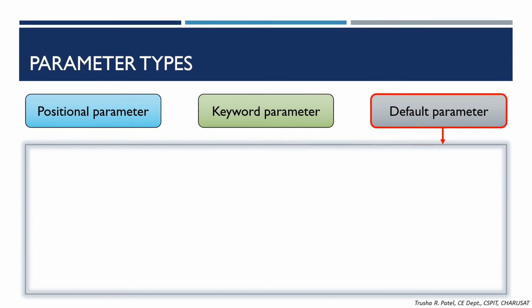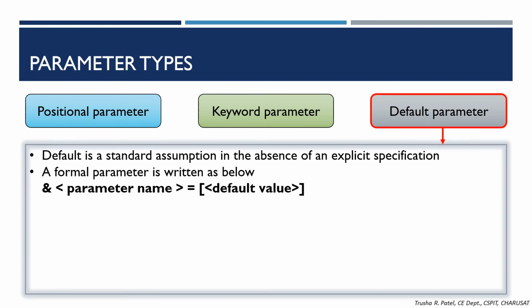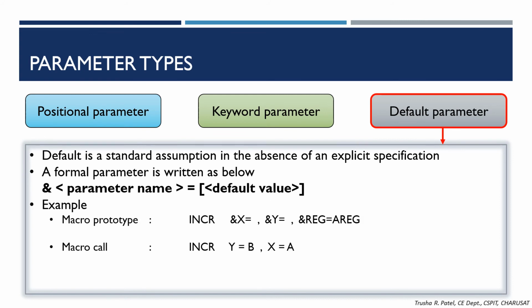Now, next is the default parameter. Default is a standard assumption in the absence of an explicit specification for the parameter. A formal parameter is written as a pair, &parameter name equals to default value. Now here in the example, in the macro call, we have written Y=B, X=A. So B is mapped to Y, A is mapped to X, but for REG we haven't written anything. So REG is assigned a default value, that is AREG.